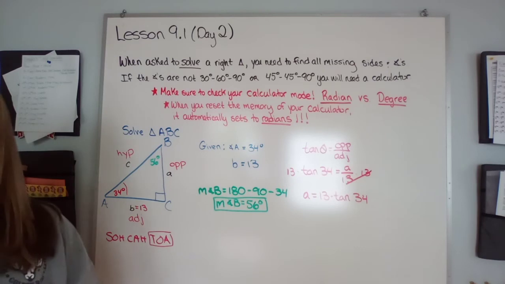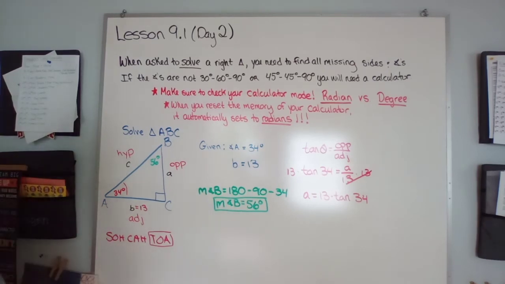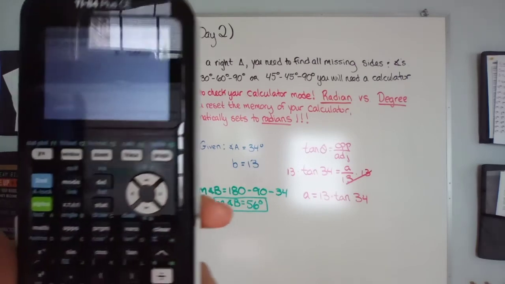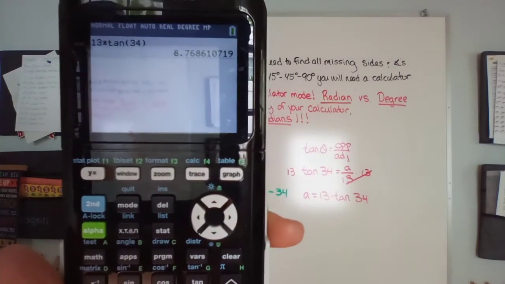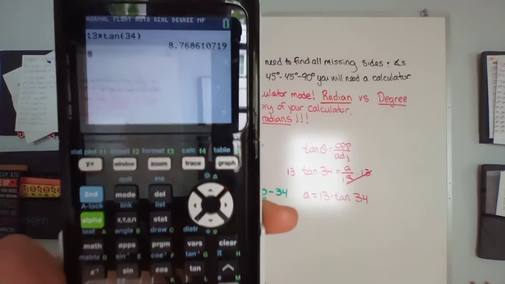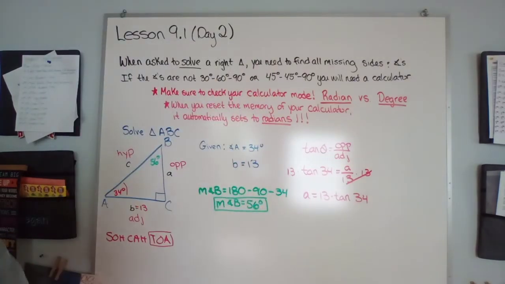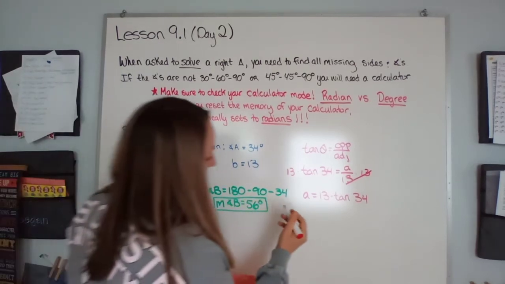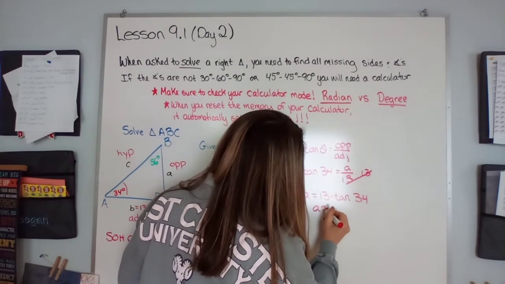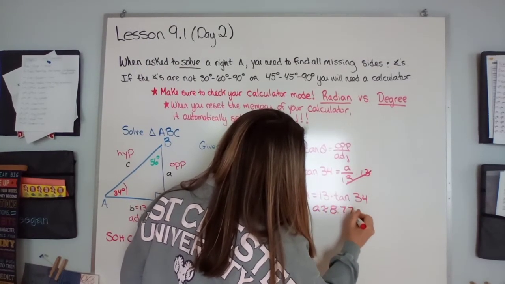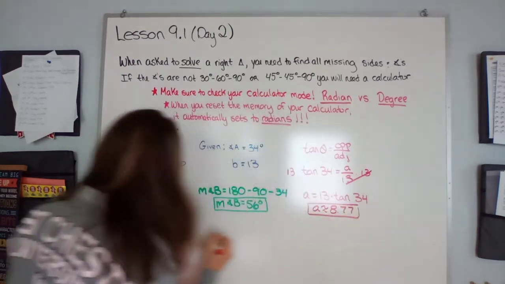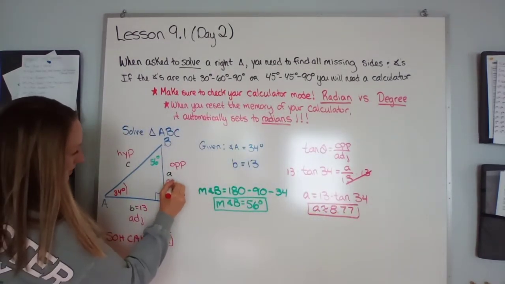Make sure you don't multiply the 13 and the 34 together. Okay, tan of 34 is a value. That's what you want to multiply by 13. So I'm going to type it into my calculator just as it is on the board or on your paper. 13 times tan 34, and you get approximately 8.7, whatever it is. And we're going to round to 2 decimal places. So I'm going to say A is approximately 8.77.